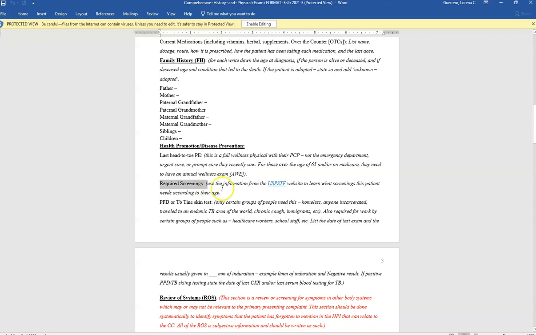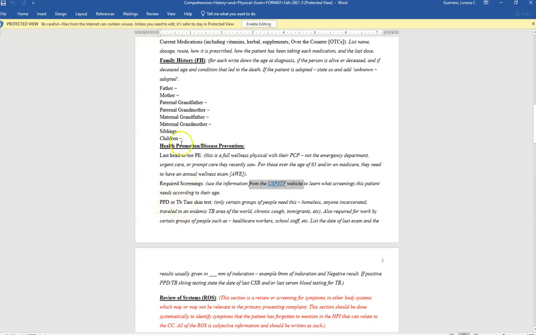The only thing I want you to know is that the United States Preventative Services Task Force has a website where you can look up what is recommended screening for this patient based on their age, based on their gender, okay? And I believe it also takes into consideration whether or not they smoke and are sexually active. I think they ask all those questions. But I just want you to know, required screenings, this is where you're going to go look as a nurse, okay? For TB or tuberculosis skin test, this is another screening.